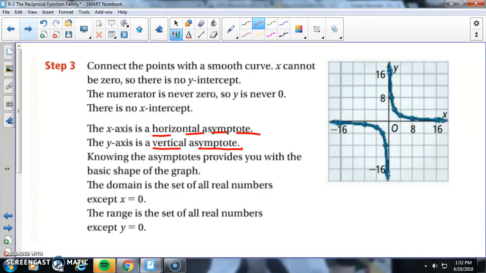Once we find out our asymptotes based on our shifts of our graph, so h and k, then we draw those and then we can get the basic shape of the graph. We can see that our domain, so left to right on our x values, is all numbers besides x equals 0, and the range, so down to up, is all numbers except y equals 0.